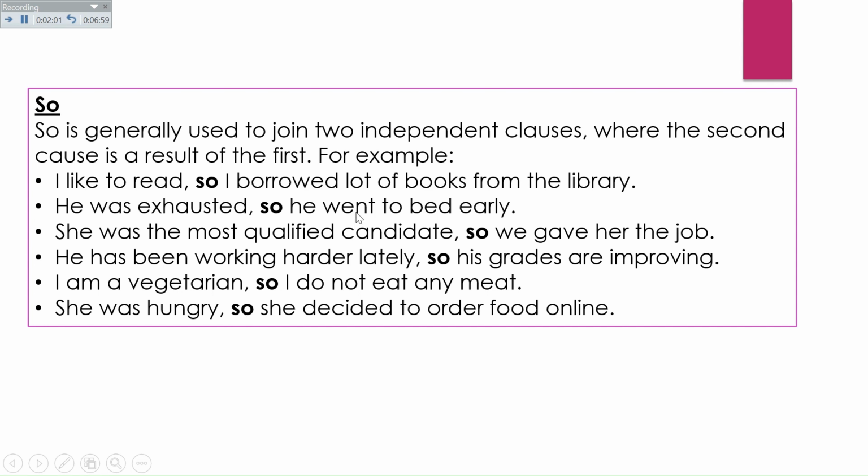So guys, that's it. That's it, the coordinating conjunctions. We studied all the FANBOYS.